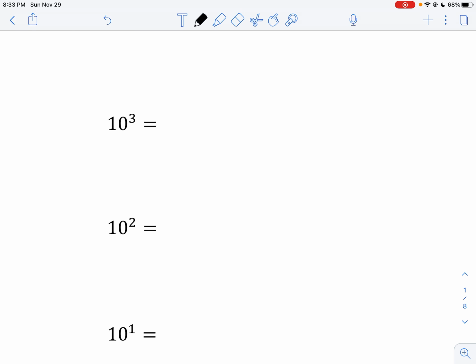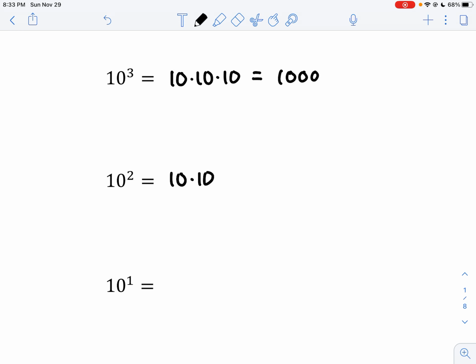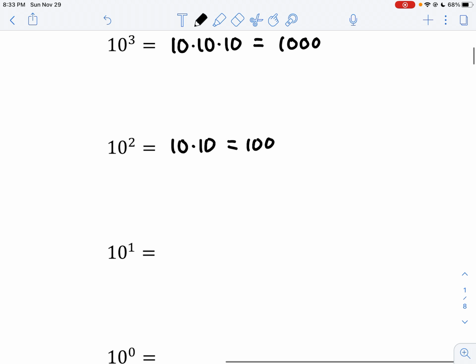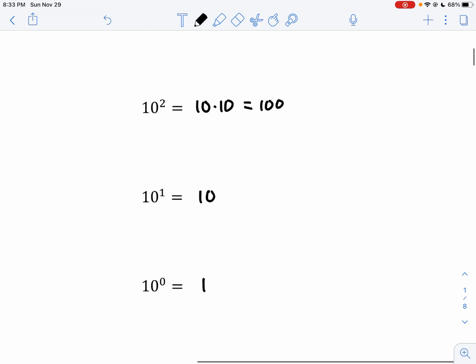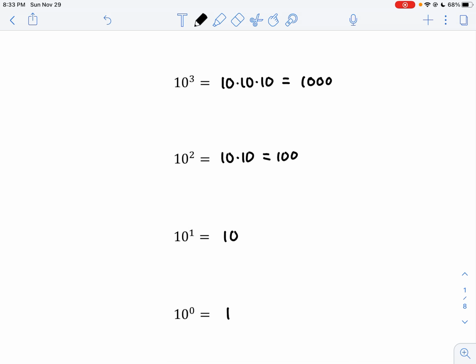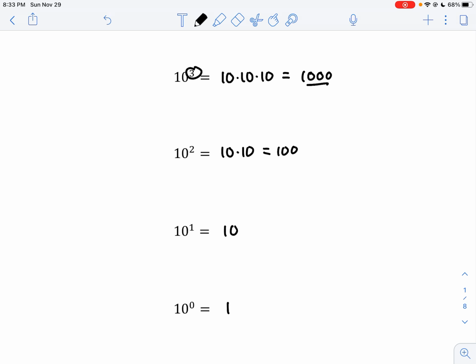Similarly, with bases of 10, so 10 cubed is just 10 times 10 times 10, and that gives us 1,000. 10 squared is 10 times 10, which gives us 100. 10 to the first is just 10, and 10 to the 0 is 1. So you might notice something here. When you do 10 raised to a whole number, the whole number indicates essentially how many zeros are going to be after a 1. So 10 to the 5th would be a 1 with 5 zeros after it, which is going to be 10,000.